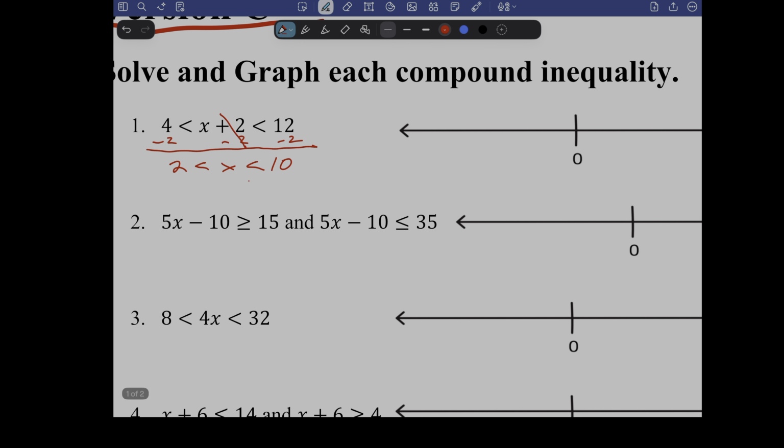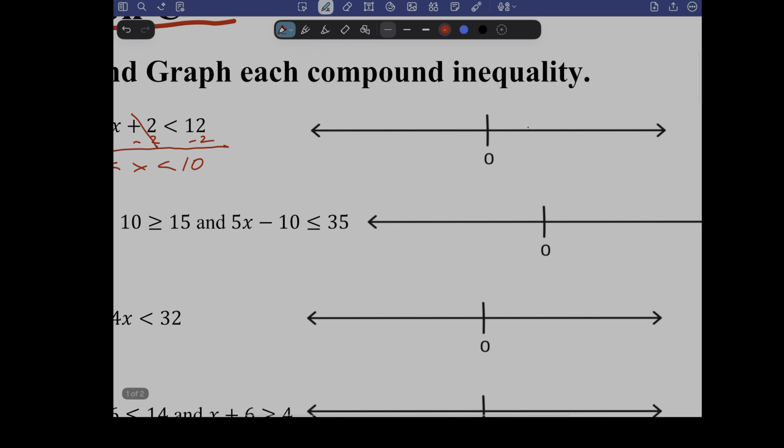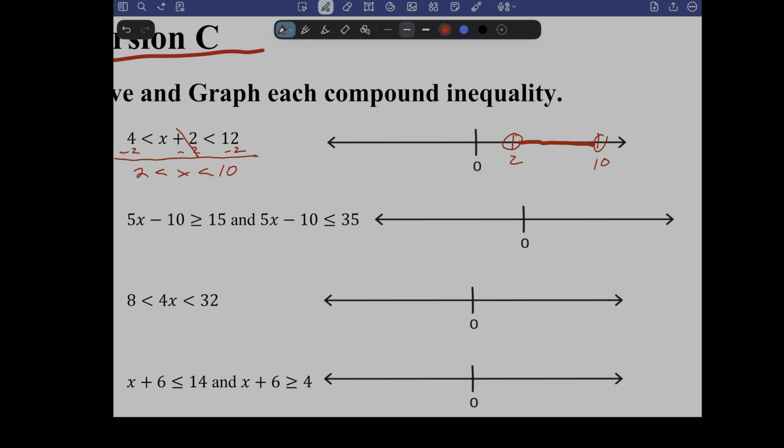Now also notice there are no equal signs, so these will both be holes. So I'm going to have a 2 and I'm going to have a 10. They're both going to be holes, not solid dots, because they don't include them, and that right there would be our answer. Okay? Let's go on and give the next one a try.